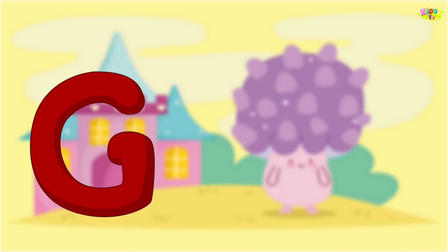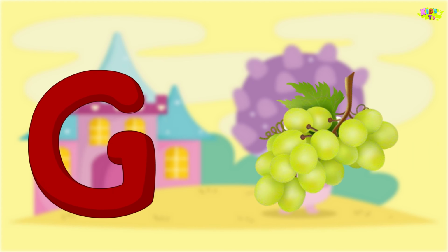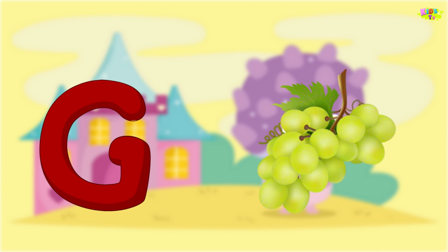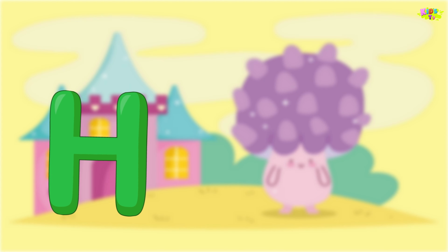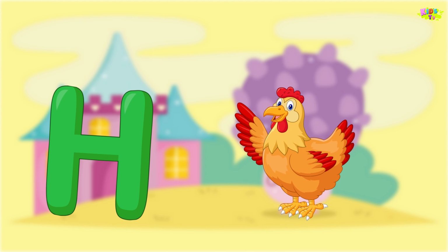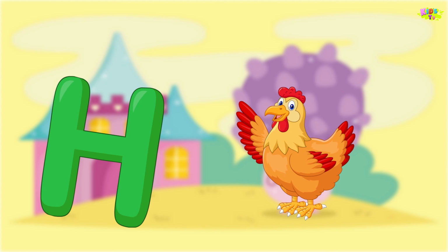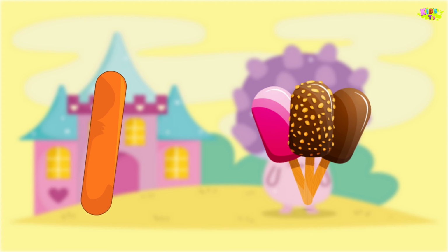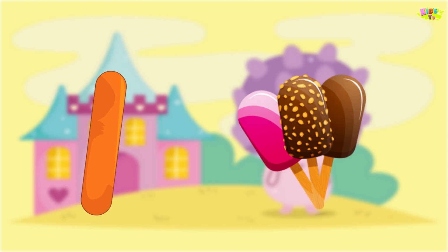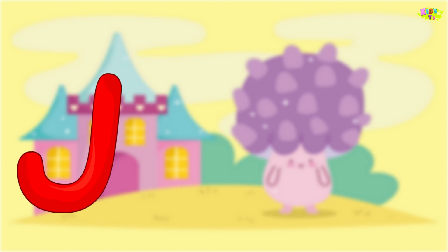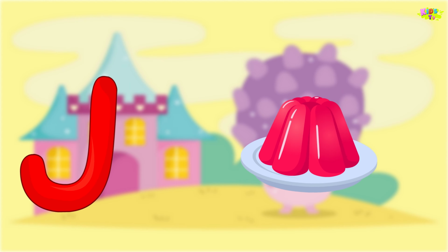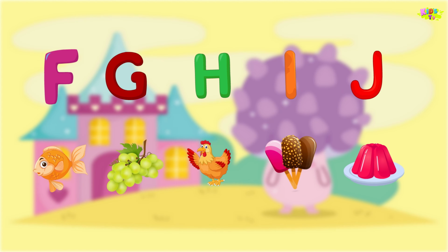Grapes. H is for hen. I is for ice cream. J is for jelly.